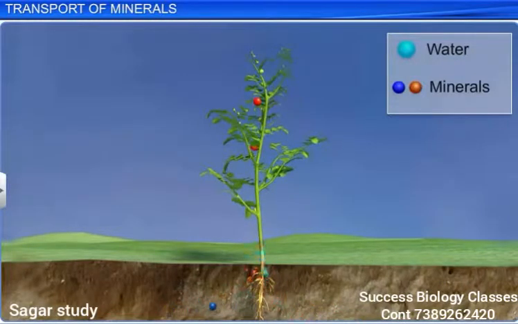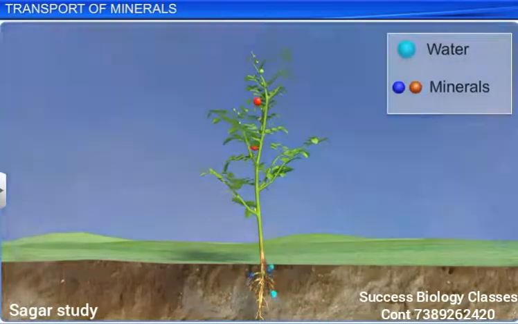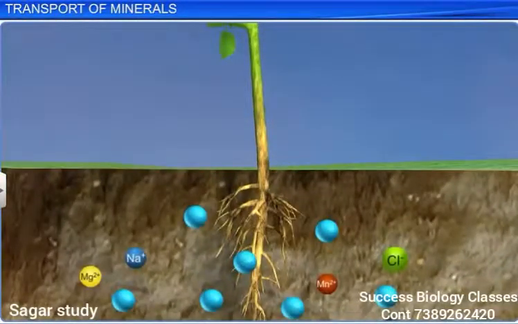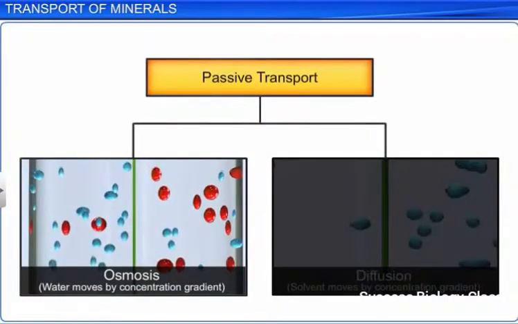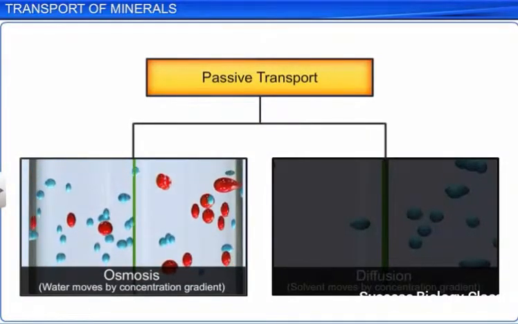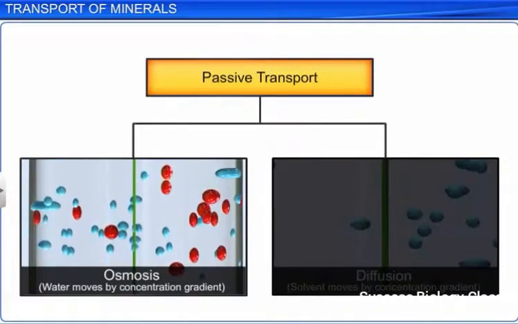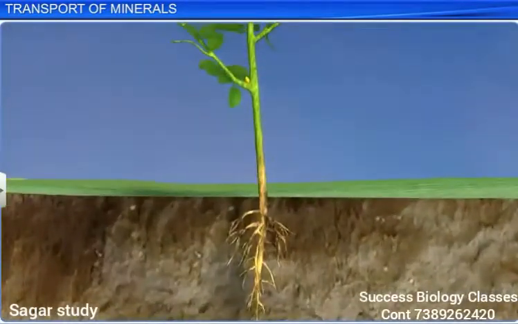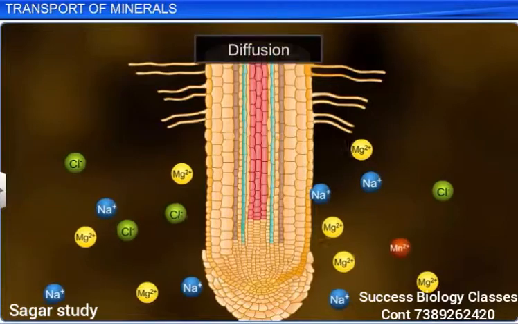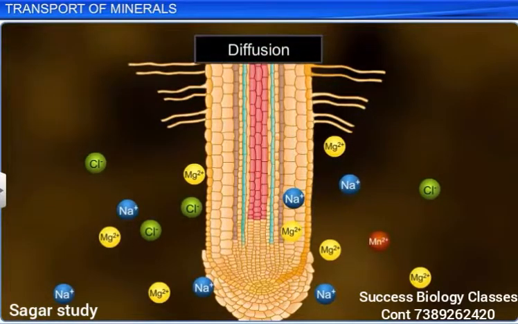Along with water, plants absorb essential nutrients and minerals from the soil. These minerals are present in the soil as charged particles called ions. Absorption of minerals by plant roots occurs through both passive and active transport. In passive transport, the ions do not require energy and just pass through the cell membrane by osmosis or diffusion. Mineral ions move into the root by diffusion whenever the mineral concentration is higher outside the root.